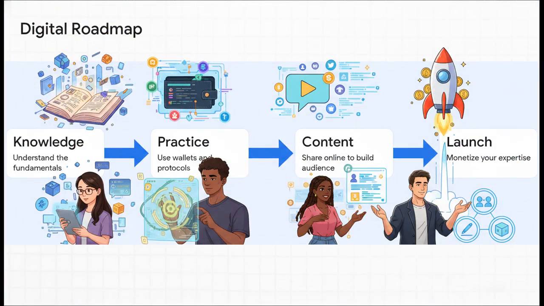Okay, let's tie this whole thing together into a powerful mini recap of your complete digital economy roadmap. Step 1, build your knowledge. Actually read the white papers, understand the UTXO models, learn how those smart contracts work. Step 2, practice your skills. Set up a wallet, try using a DeFi protocol, get your hands dirty. Step 3, create content. Share what you are learning online to build an audience and a solid portfolio. And finally, Step 4, launch your business. Monetize your expertise through freelancing, consulting, or creating digital products.